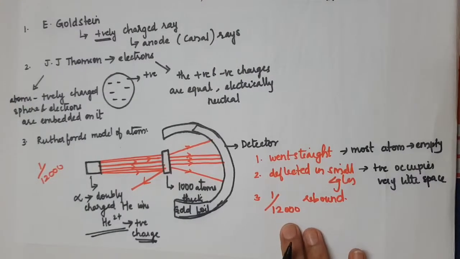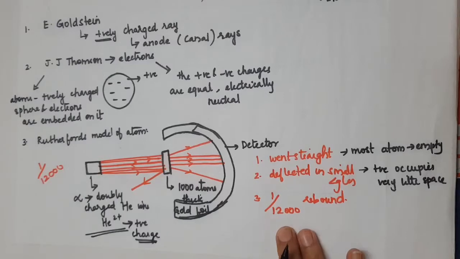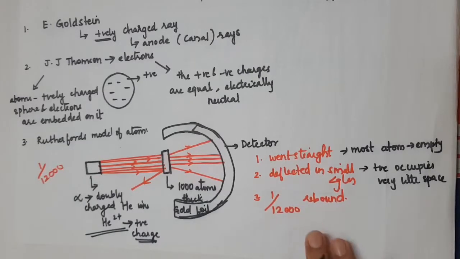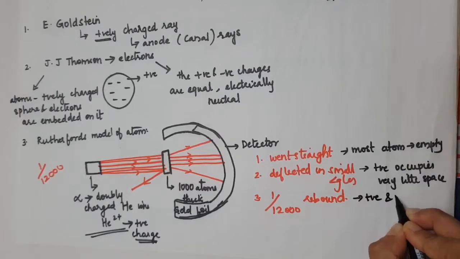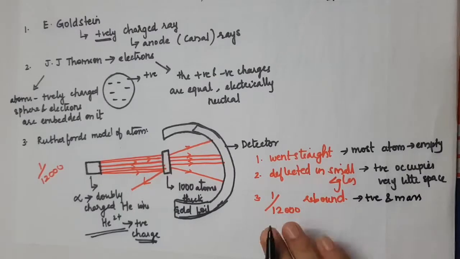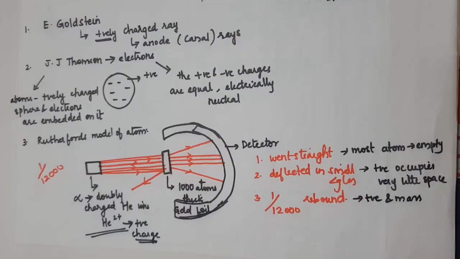The last observation was the very important one. The very small fraction, that is 1 out of 12,000 alpha particles, rebound back, indicating that all positive charge and the mass of the gold atom were concentrated in a very small volume within the atom.